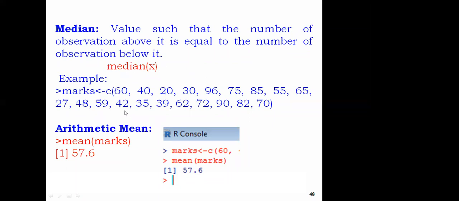Now you see the example. I am taking a simple example here. Marks, combining the values 62 up to 70. Here you see these are the values. Okay, so these are the values.